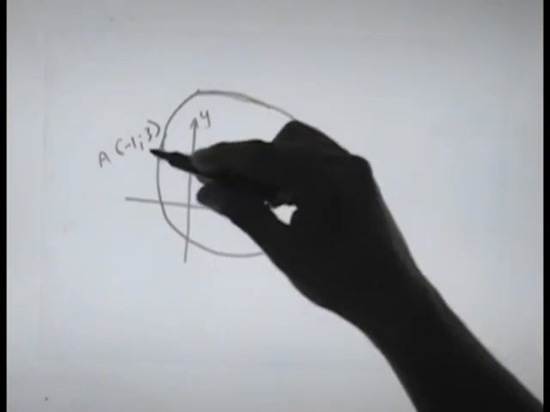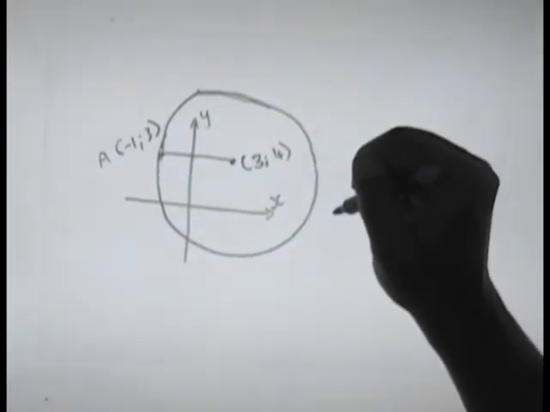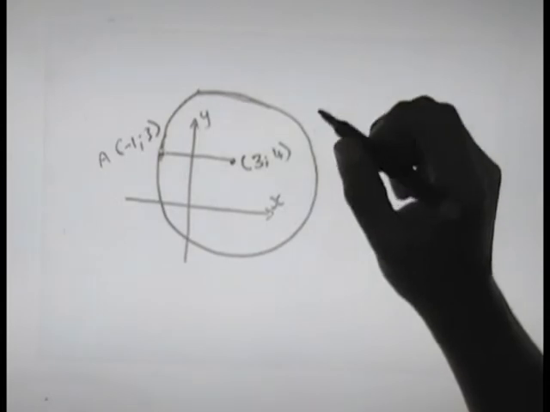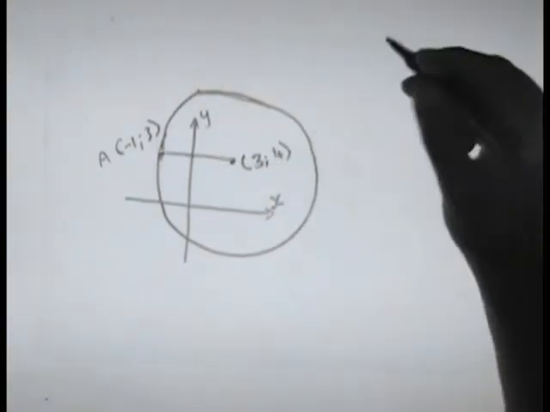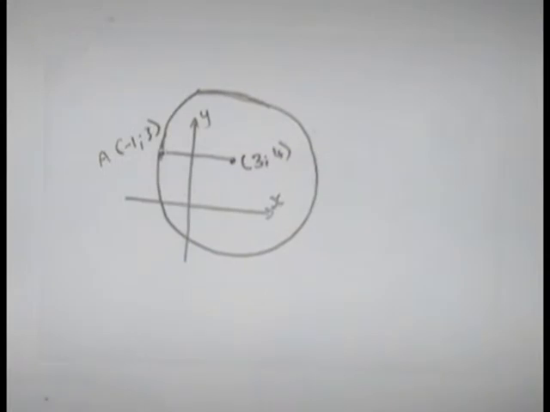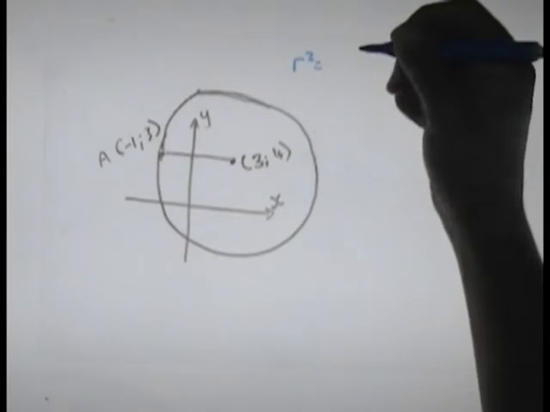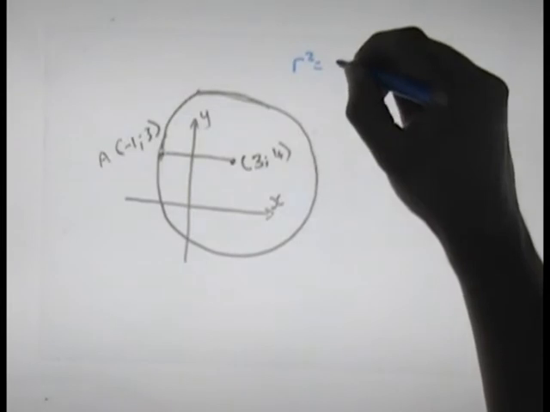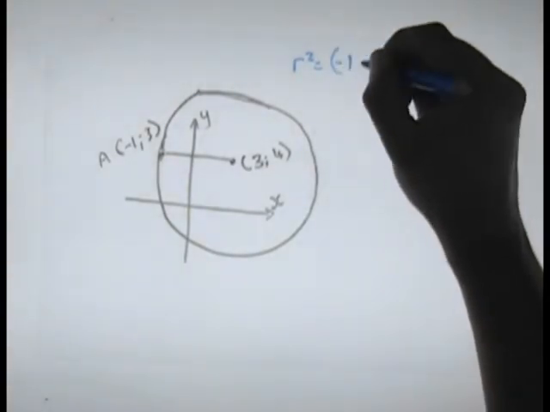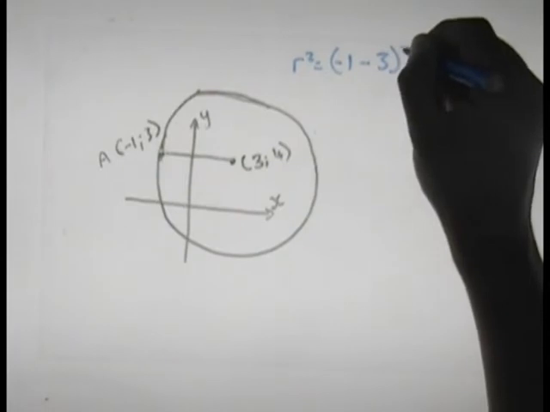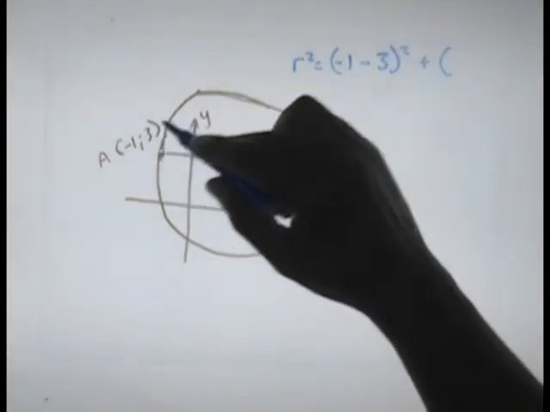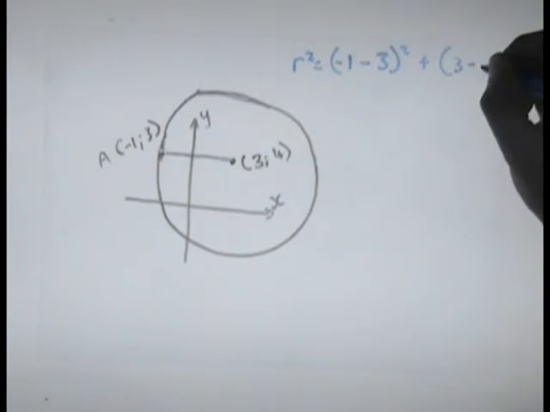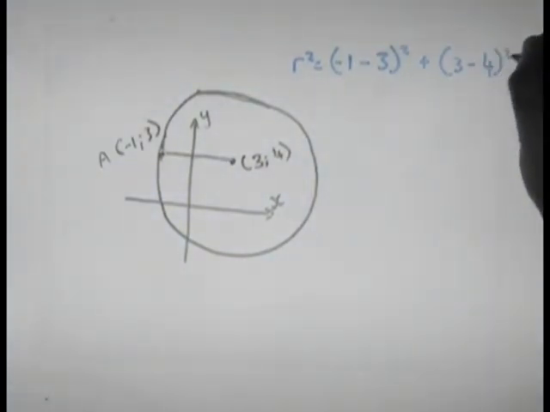we are now going to look at the equation of the circle. Again, we are not going to look at the equation of the circle, but rather we are going to look at r. Now, r squared, in this case, using the distance formula, let's start with x2 minus x1, minus 1 minus 3 squared plus y2 minus y1, which is 3 minus 4 squared. Alright?